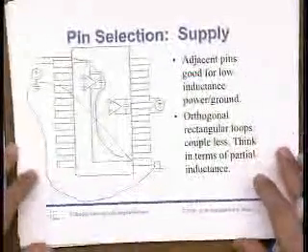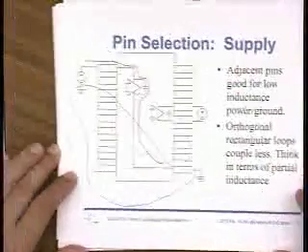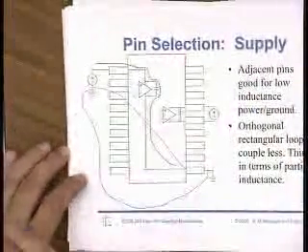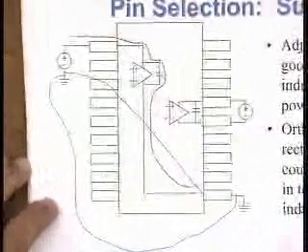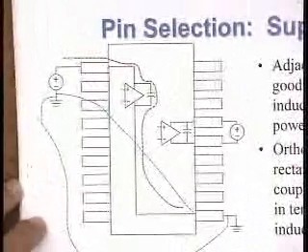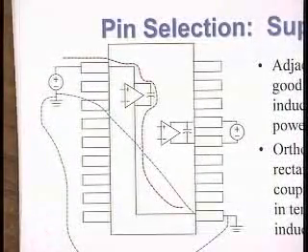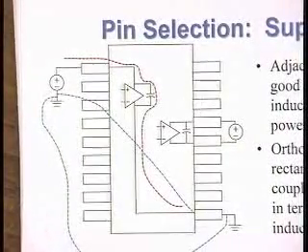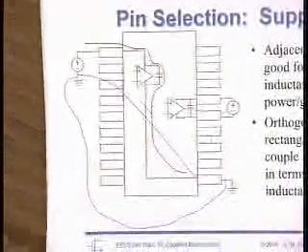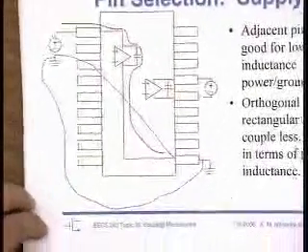Let's look at a couple other examples. So last lecture we said pin selection was very important. So let's zoom into this picture here. In this picture we see two attempts to bring in supply and ground into a chip: someone who's experienced and someone who's maybe not so experienced.